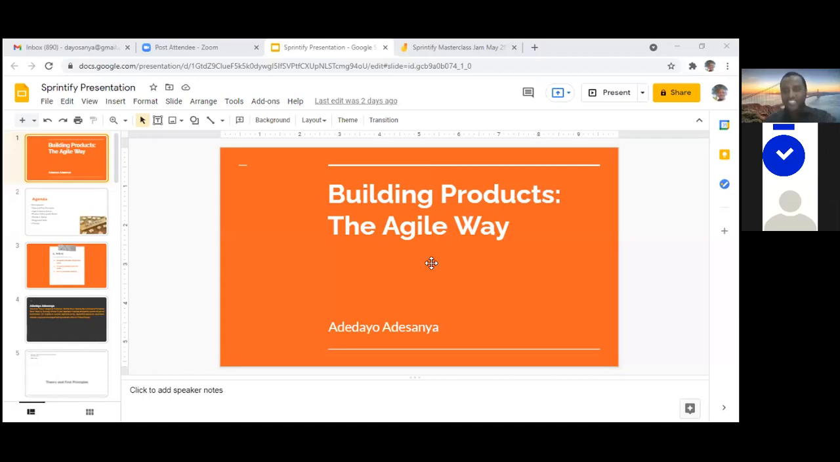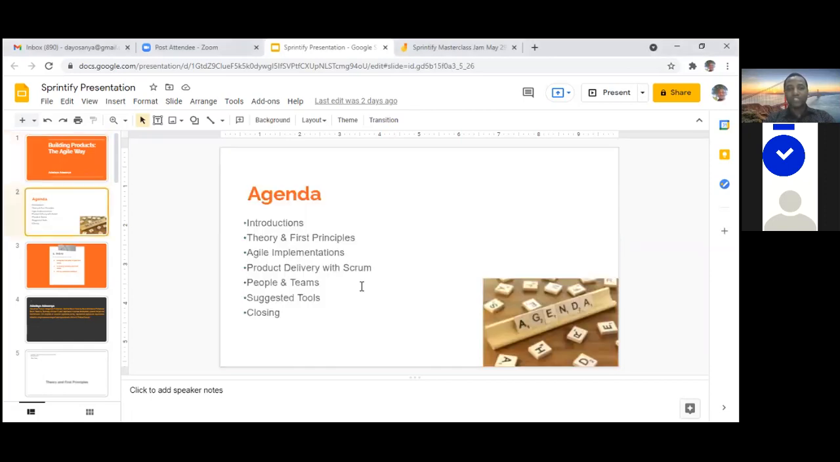So once again, we are welcome to this masterclass, and I will just be facilitating, and it's going to be a very, very interactive class, and we're going to be looking at building products the Agile way. I'm sure most of us are familiar with the word Agile or agility, and these are some of the things we'll be looking at today. First of all, we'll be introducing ourselves, and we'll also look at the theory and first principles, look at Agile implementations, and look at product delivery with Scrum, people and teams, and so round it up.